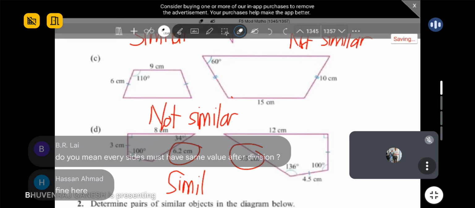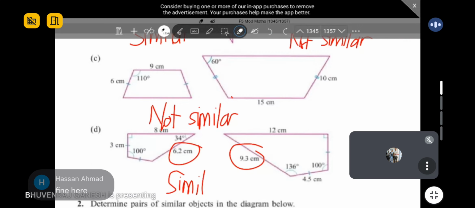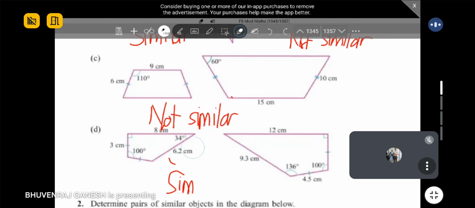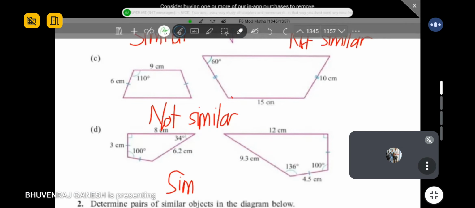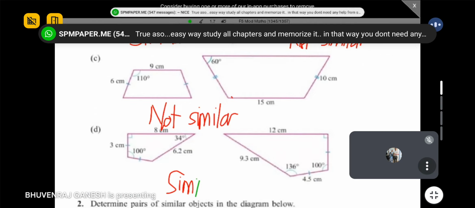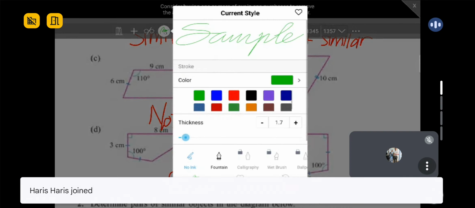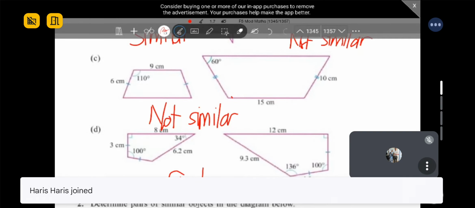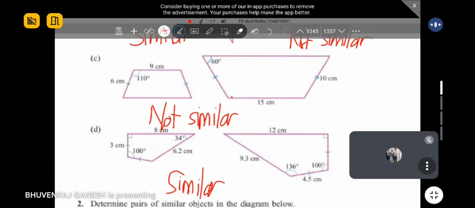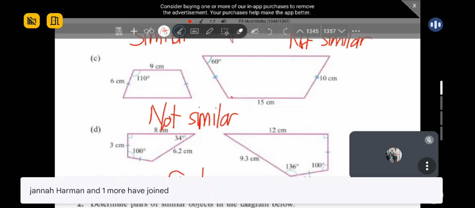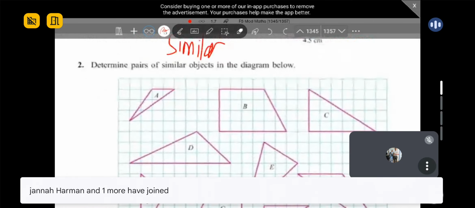Do you mean every sides must have? Yes, correct. You compare the corresponding sides. Kamu bandingkan sisi yang sepadan. That is the concept. Understand? Like how I show you just now. You must imagine a bit lah. Like you reflect this, you get this object. Then you compare the similar side. Alright? Okay, so we go on to the next one.